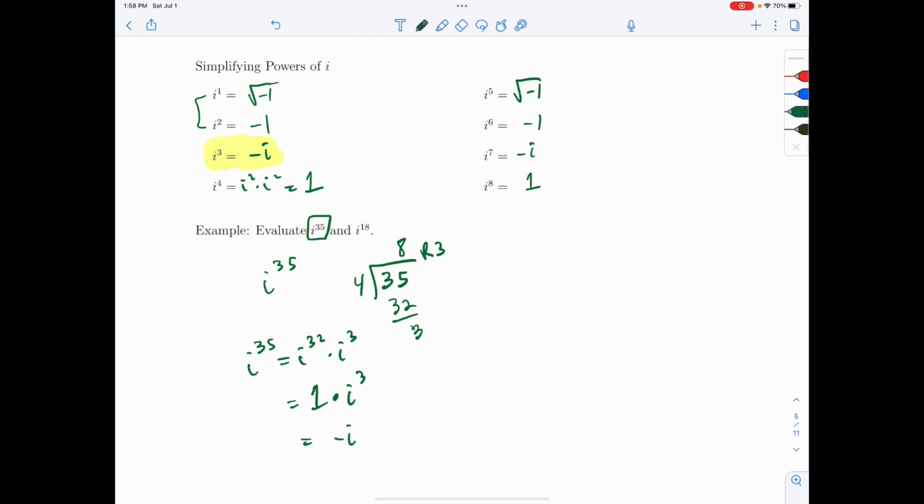which is negative i. And then similarly, i to the 18th, I take 18, divide by 4, it goes in 4 times, and I get a remainder of 2. So what this means is i to the 18th, I can think of that as i to the 16th times i squared. i to the 16th is the same as i to the fourth, so that's just 1, times i squared, which is negative 1, so this is negative 1.